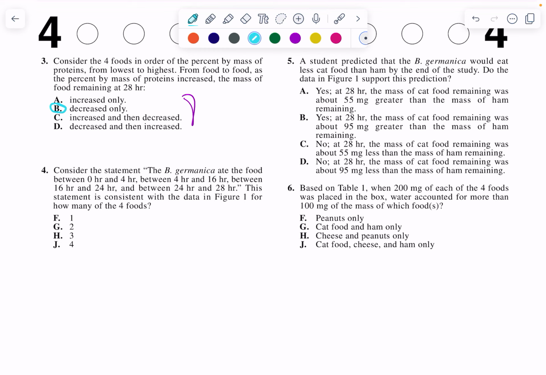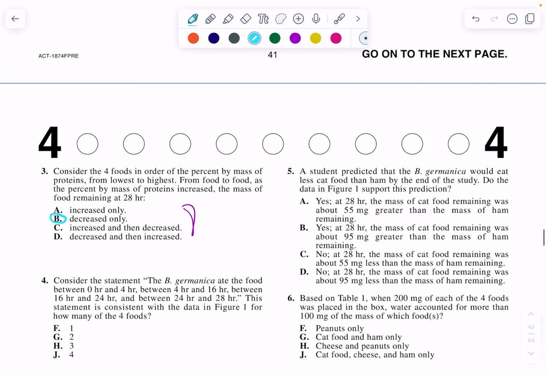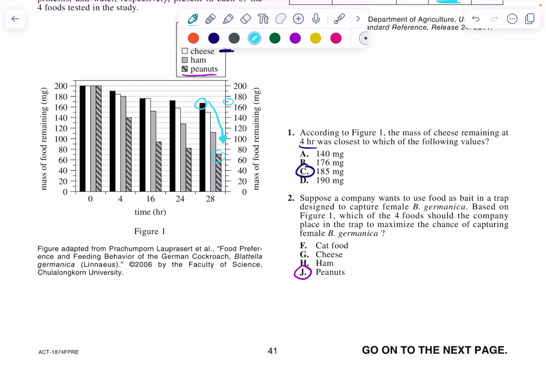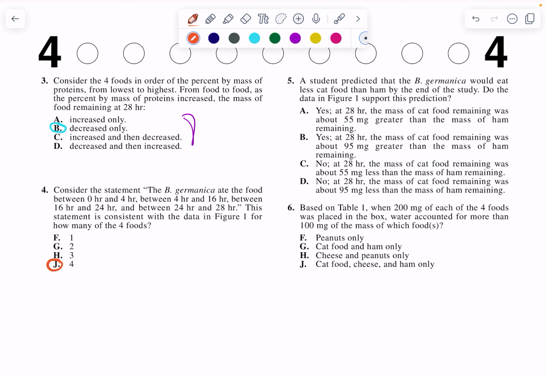So number 4, consider the statement, the B. germanica ate the food between 0 hour and 4 hours, between 4 hours and 16 hours, between 16 hours and 24 hours, and between 24 and 28 hours. This statement is consistent with the data in figure 1 for how many of the 4 foods. So basically, did they eat food at every interval? So let's go up to figure 1. We can see for the black bar here, it drops at every interval, even though it's not a ton. The white bar also drops at every interval. The gray bar is dropping consistently, and the stripe bar is dropping. So all 4 of them are being eaten at each interval.